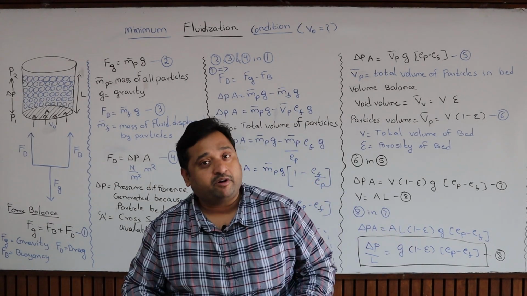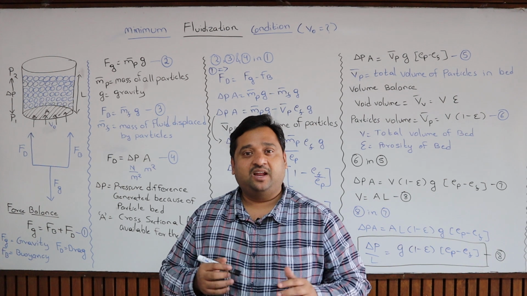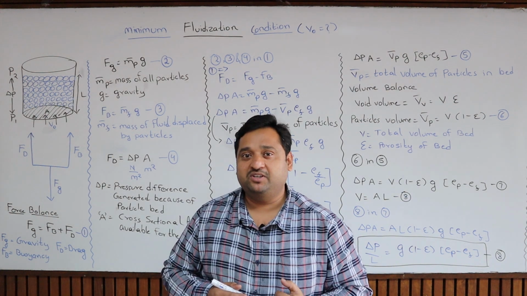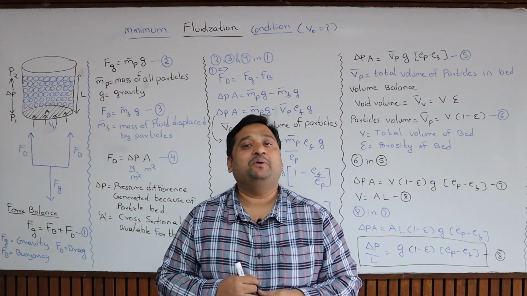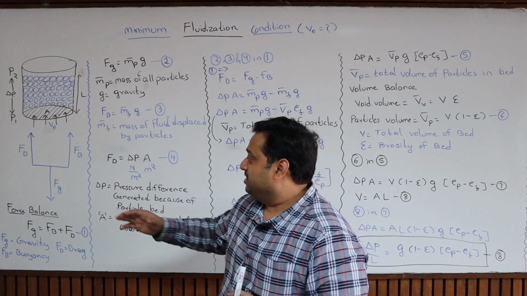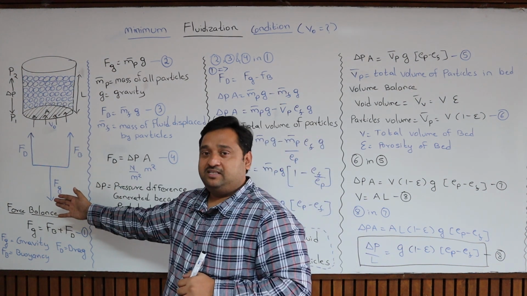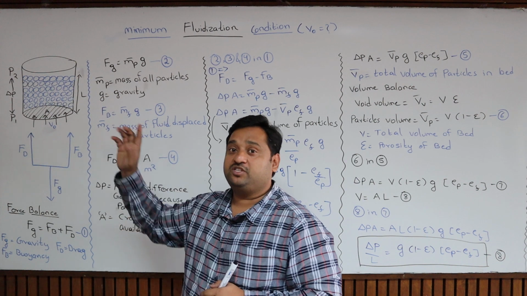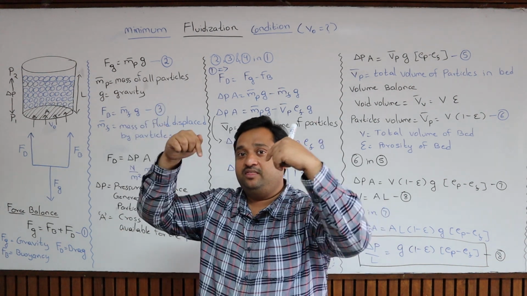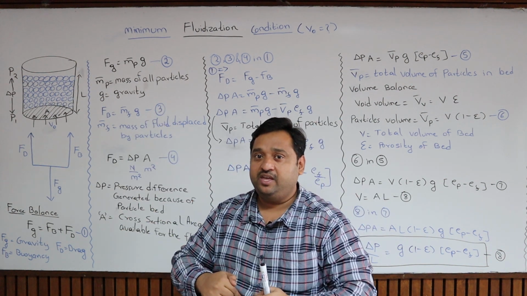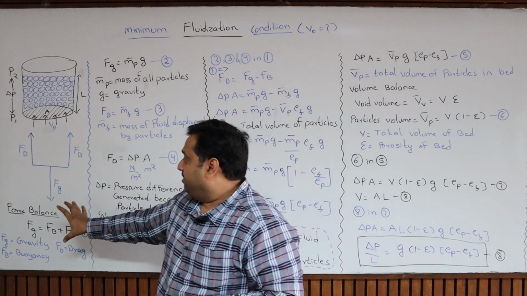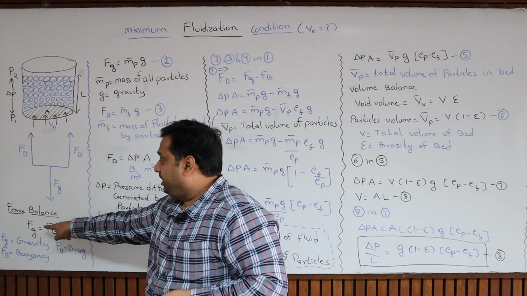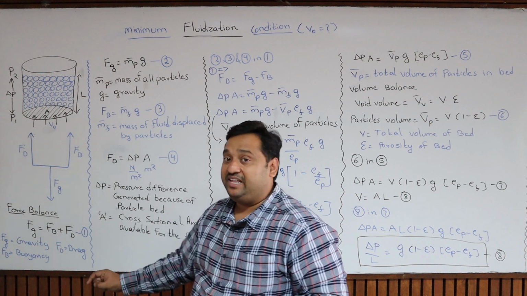Now you have seen what fluidization looks like. Let us go step by step through the derivation for finding the minimum fluidization velocity. First of all, you should do the force balance. The two upward forces are the drag and the buoyancy. The downward force is because of gravity. This is the force balance: Fg equals Fb plus Fd.